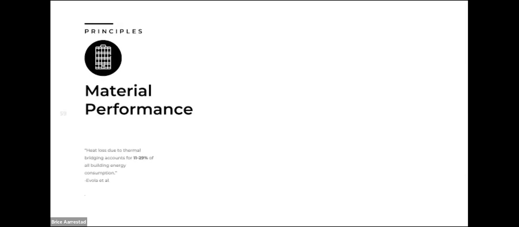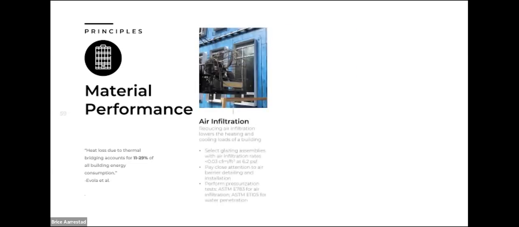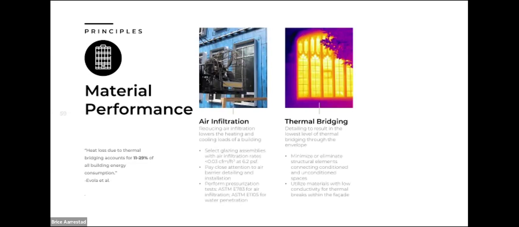All right, the last principle here on reducing energy through the facade is about material performance. We'll look at this in two sections: air infiltration and thermal bridging. Air infiltration is reducing the amount of air that's coming through your assembly. That air has maybe some condensation in it, it's got vapor in it that can turn into condensation. It's also likely cooler, so you're having to condition that air once again. So trying to reduce air infiltration is really important in facade performance.